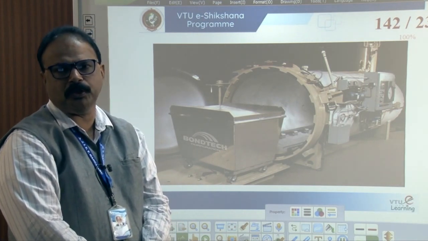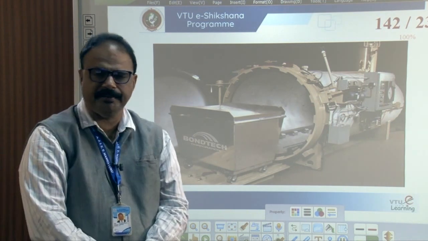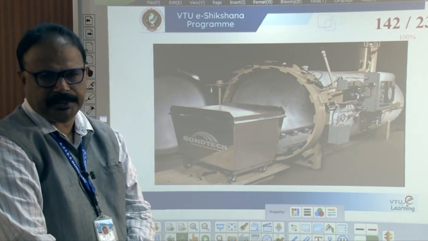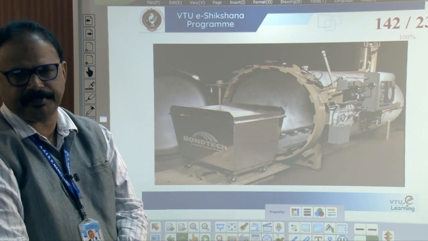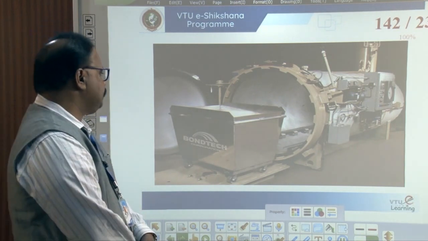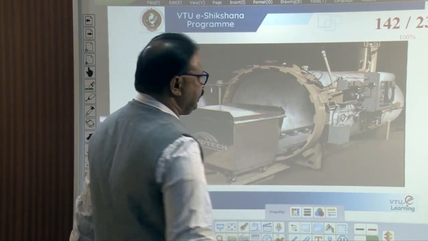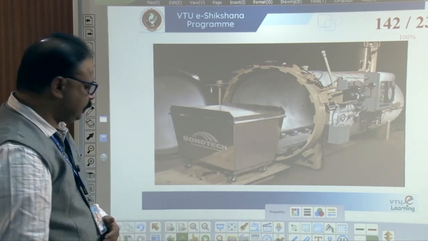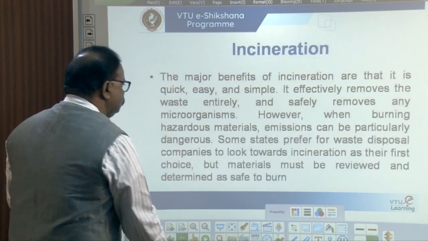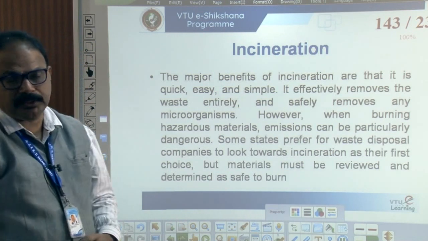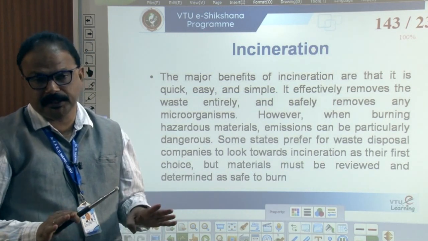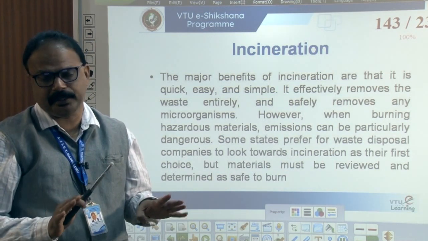Autoclaving, about 77 degree heat, as a steam sterilization method. You can see the autoclaving machine, in which steam sterilization is done. See, if it is not possible by incineration, then this autoclaving.